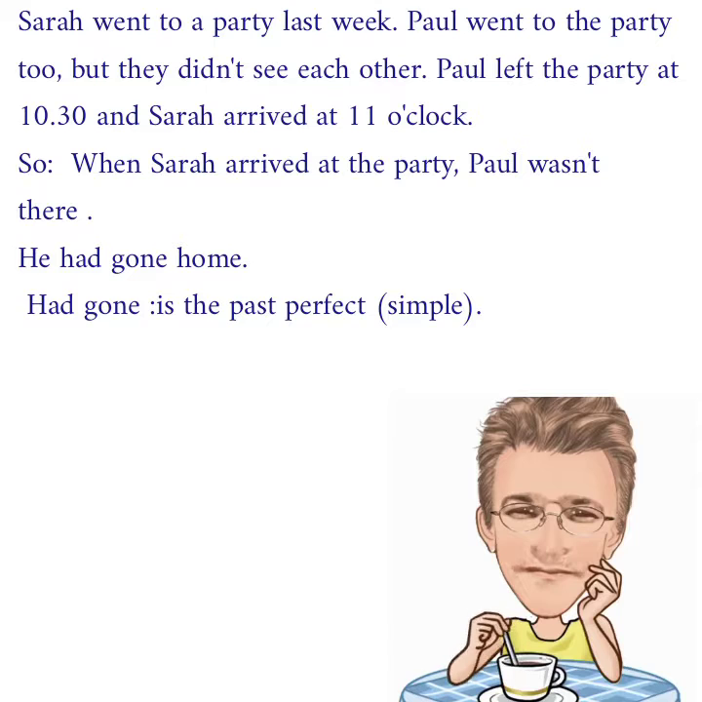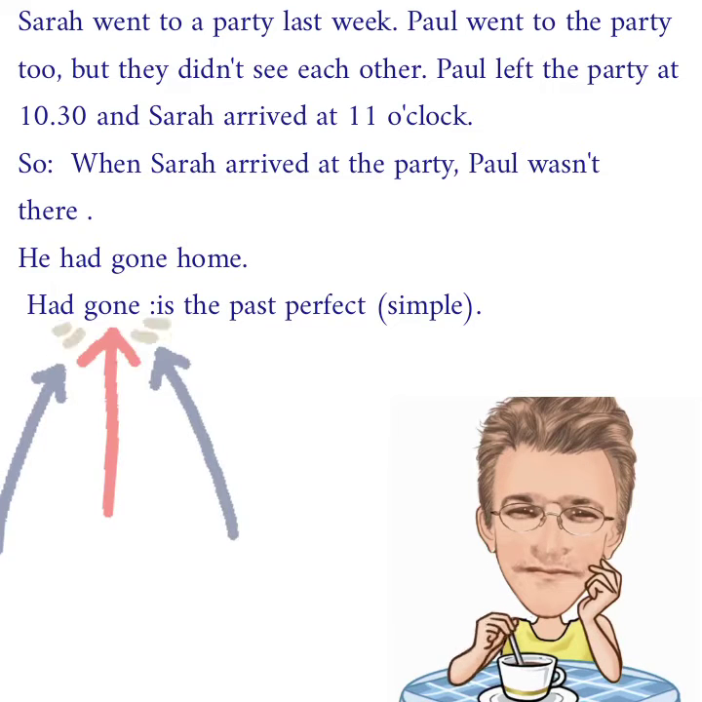Sarah went to a party last week. Powell went to the party too, but they didn't see each other. Powell left the party at 10:30 and Sarah arrived at 11 o'clock. So, when Sarah arrived at the party, Powell wasn't there. He had gone home. Had gone is the past perfect simple.